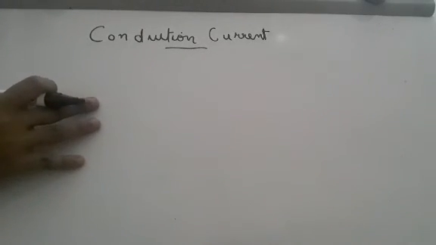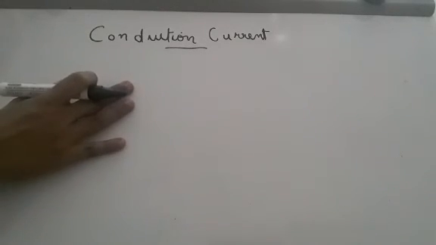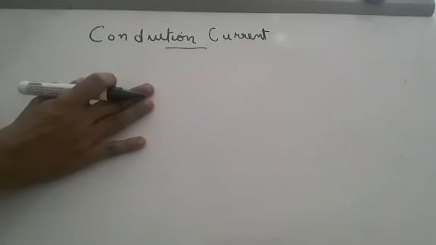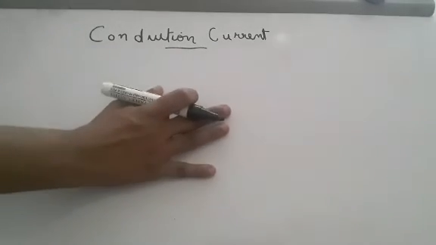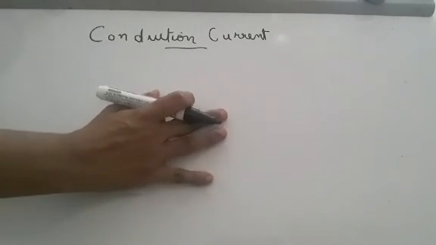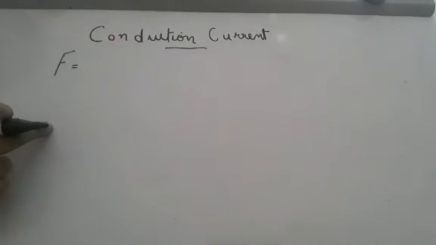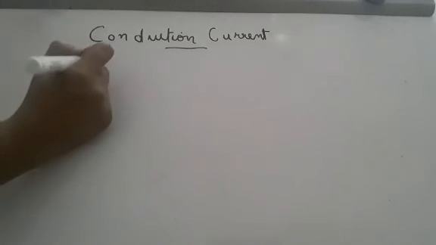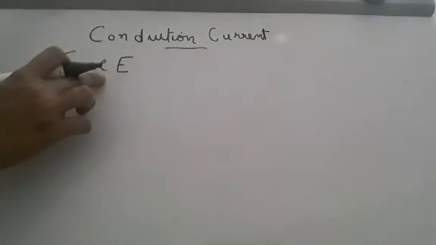Conduction current is the current which is actually flowing in the case of conductors. So conduction current requires a conductor. A large amount of free electrons provide conduction current due to an impressed electric field. I am representing the Lorentz force F by this equation: F is equal to minus e E, since the electron charge is e.